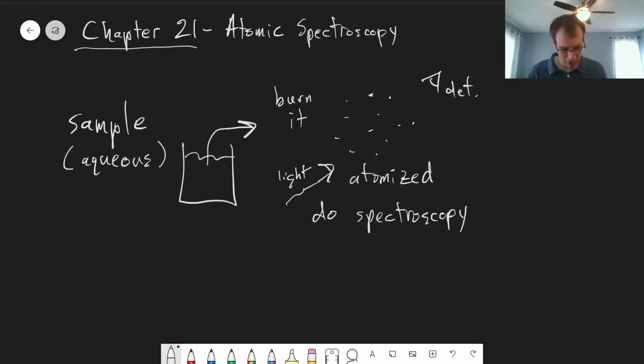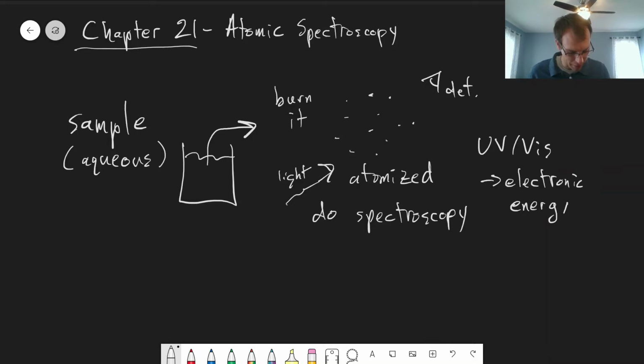Now, of course, this is all going to be UV visible spectroscopy because atoms don't have any vibrational motion or rotational motion, so everything's electronic energy levels that we're going to be looking at. So all of the equipment for atomic spectroscopy is going to be in the visible or ultraviolet.